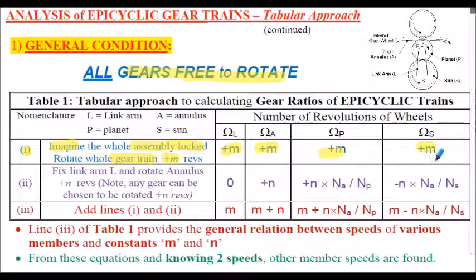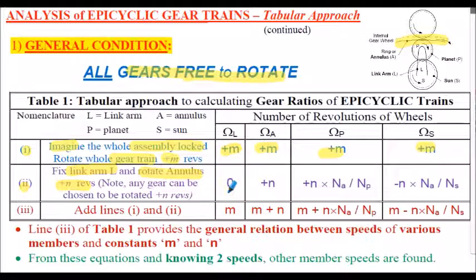M is an unknown. In the second stage, we're going to fix the link arm. As we said, we must always generate our velocity ratios relative to the link arm. So we're going to fix the link arm here. And what I'm going to do here is rotate the annulus, the outside member here. I'm going to rotate it positive n revolutions. Any gear can be chosen, just using the annulus here for this example.